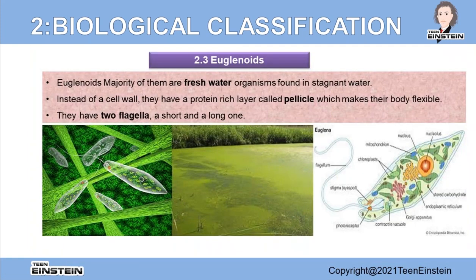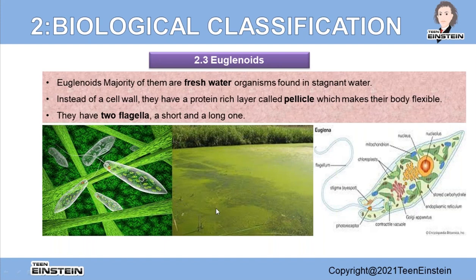Euglenoids. The third category in kingdom Protista is euglenoids. In this, the majority are freshwater forms. They are freshwater forms, mainly present in stagnant water.